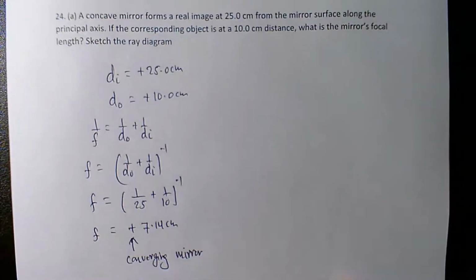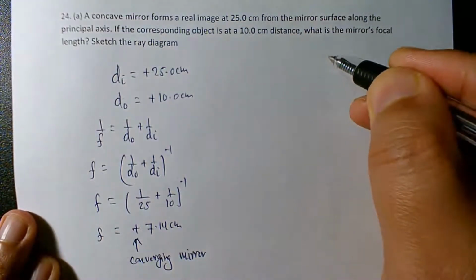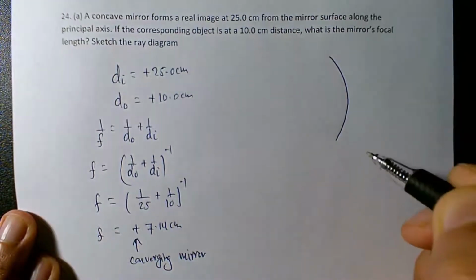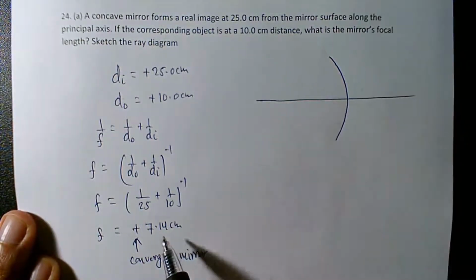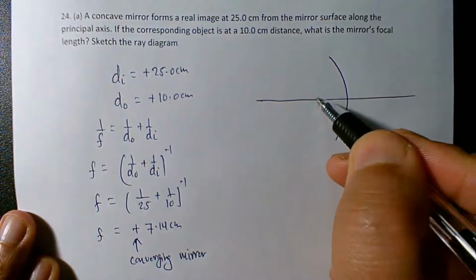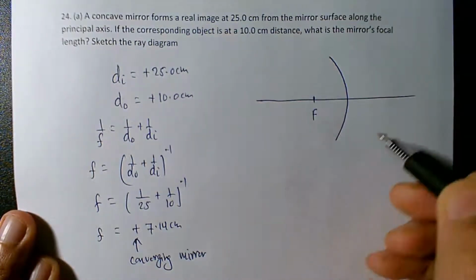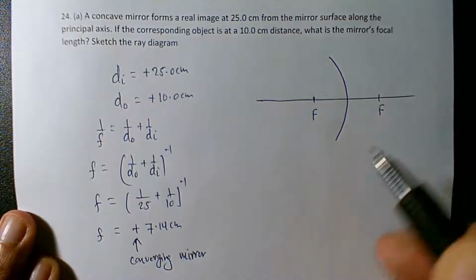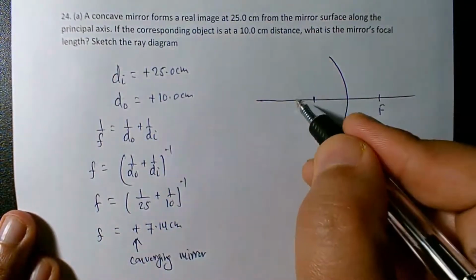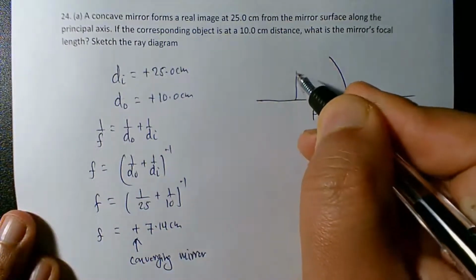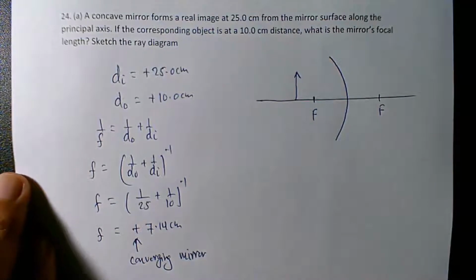And then it wants you to draw the ray diagram. So it's a concave mirror, so its shape is like this, right? And we know the focal length is about 7. Let's say this is the focal length, and it's symmetrical if you need. An object is placed at 10 centimeter distance, so a little further away. So right here, let's say this is the object, and then what's the position of the image?